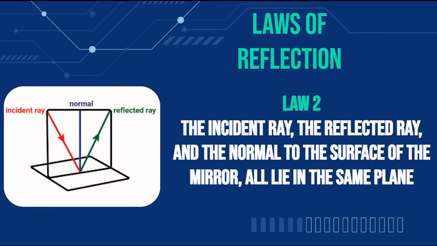Cool. So let us move on to the next law, law 2. The incident ray, the reflected ray, and the normal to the surface of the mirror all lie in the same plane. So everything that we have learned lies in the same plane. That's it. Law 2 done.